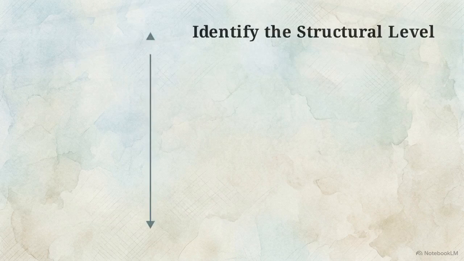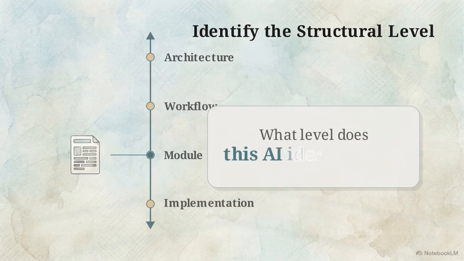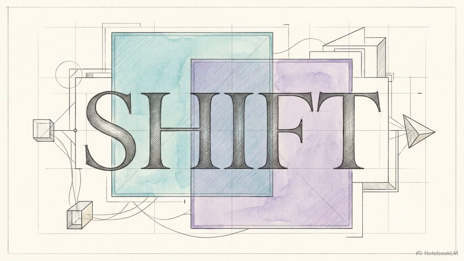So the first practical routine is simple. When you encounter a new AI concept, you must always ask, what level does this AI idea change? The second movement is shift. Shifting means changing your analytical perspective while keeping the core object perfectly fixed.